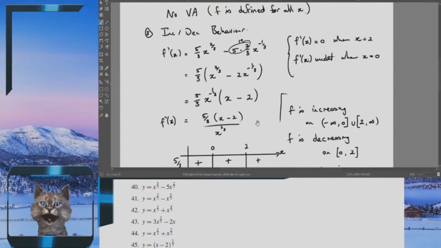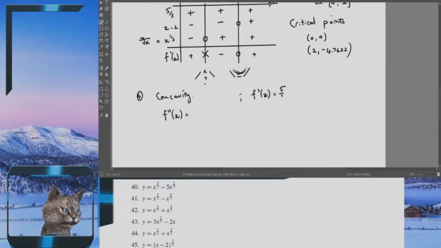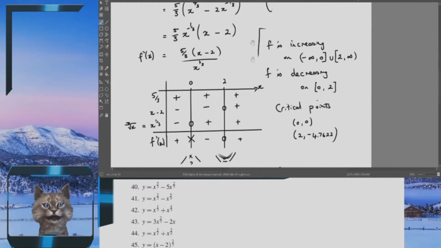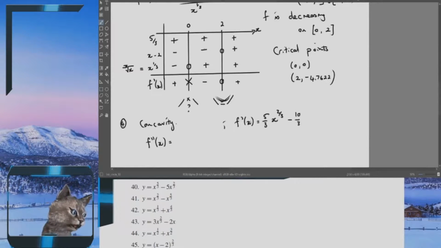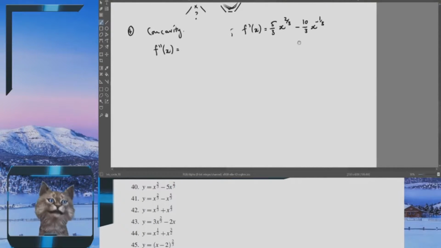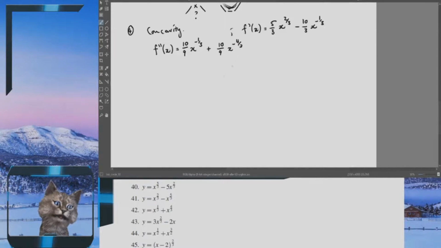What was it? 5 over 3 x to the 2/3 minus 10 over 3 x to the negative 1/3. That is the nicest version to calculate the second derivative from. Might not be the nicest version to use in step 3, but it is now. So I have 10 over 9 x to the negative 1/3 plus 10 over 9 x to the negative 4 over 3.